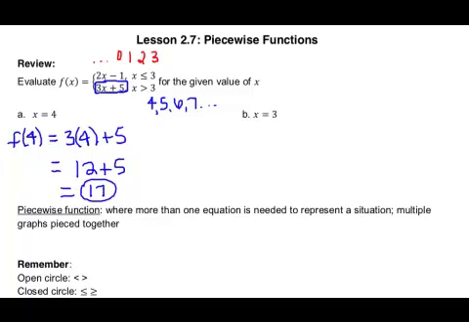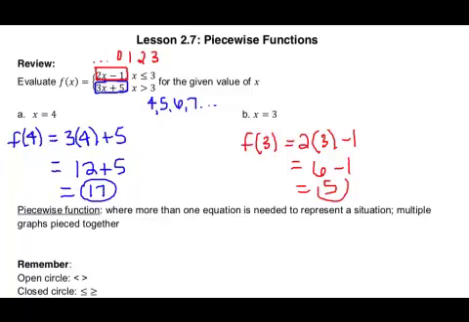So part B says x is equal to 3. So in this case, we're going to use the first equation, 2x minus 1, because that's where it fits in the domain. So x equals 3, x is less than or equal to 3, so we know that's the equation to use. So f of 3 is equal to 2 times 3 minus 1. 2 times 3 is 6. 6 minus 1 is 5.